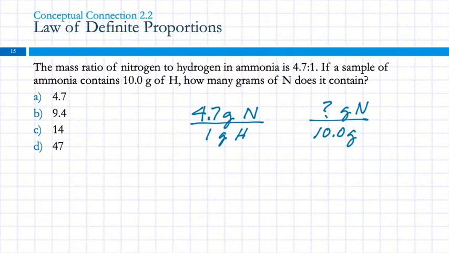The proportion has to be the same. What happened to 1 to make it into a 10? Multiply by 10. So then to find the answer up here, we do the same thing, multiply by 10. And so it must be 47 grams.